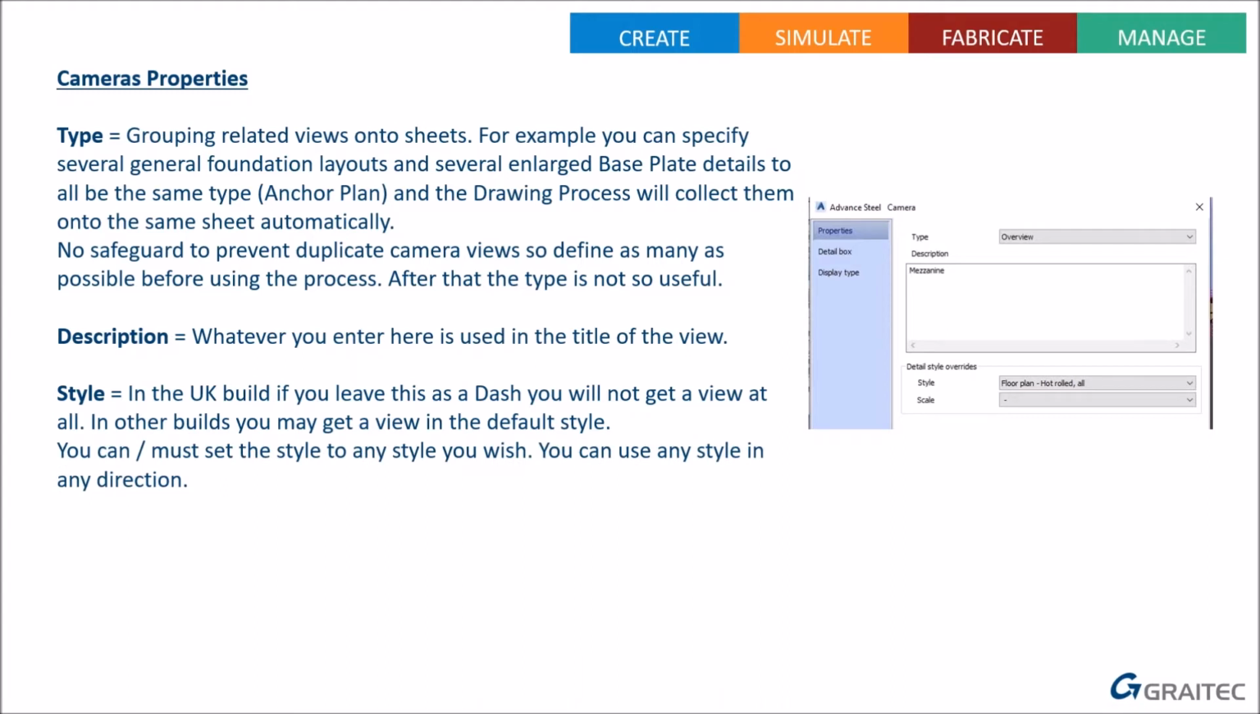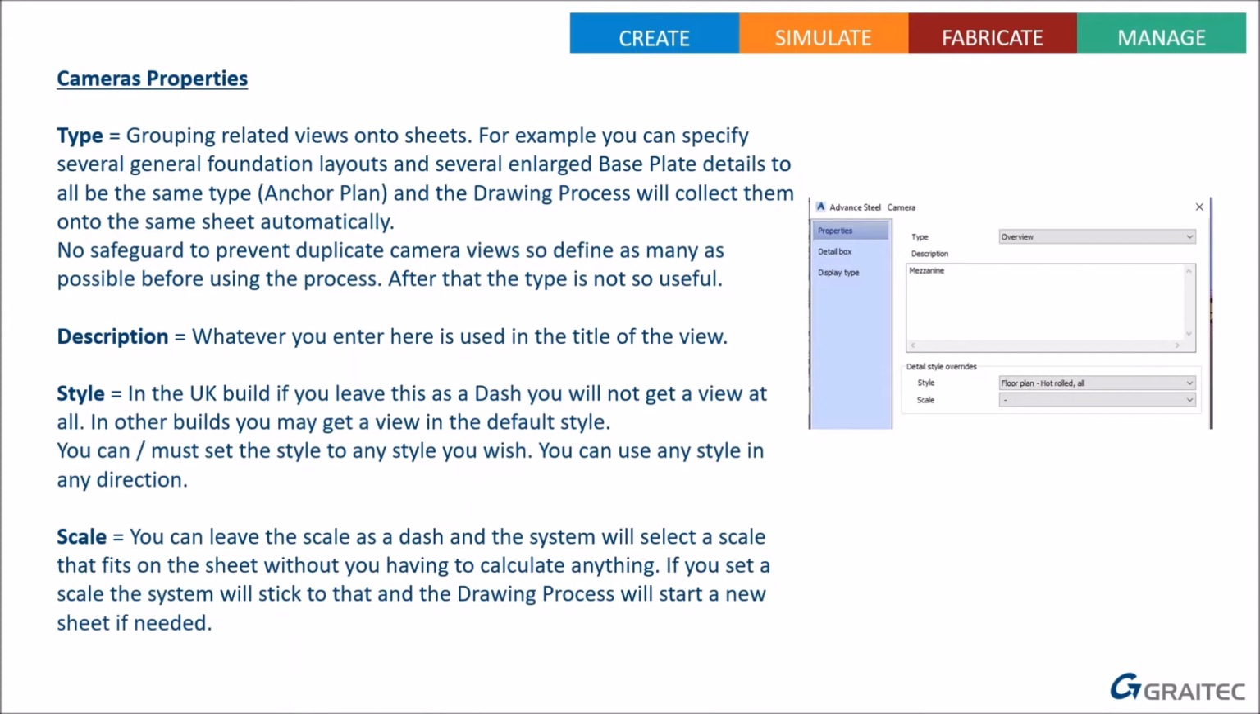So don't get confused with the title of the view either, or the style. The style might say 3D view all, or it might say floor plan hot rolled. But if you like what that gives you on an end view, use it for an end view. If I want to use a plan view, but I use a 3D view style, I can use that. This name of the style is just what the person creating the rules had in mind. But if you like the result, you can use any style in any direction.